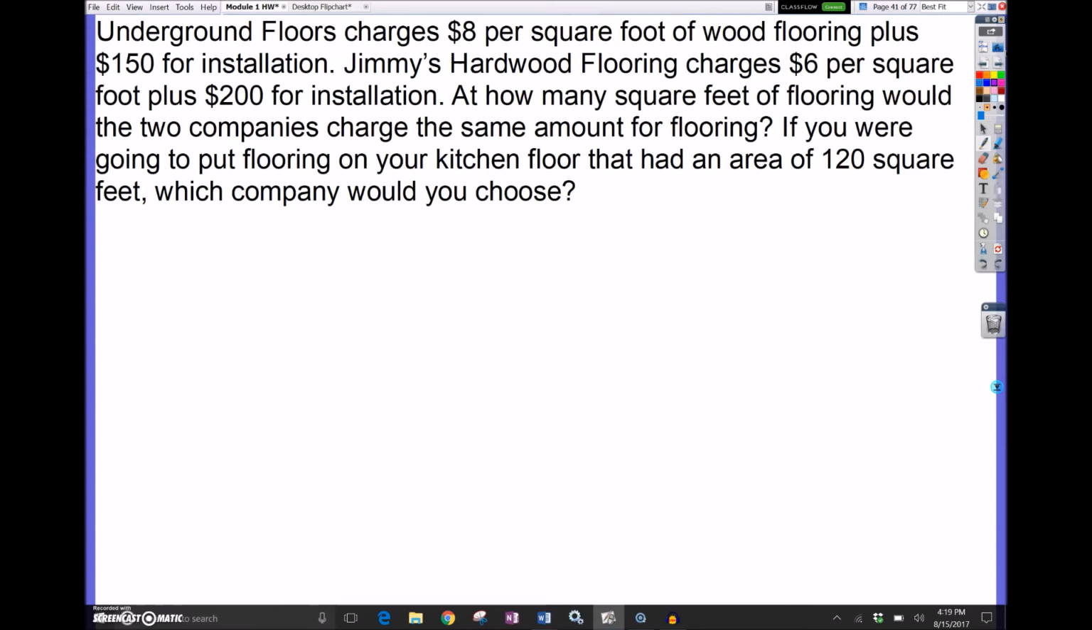It says Underground Floor charges $8 a square foot of wood flooring plus $150 for installation. Jimmy Hayward's Flooring charges $6 per square foot plus $200 for installation. How many square feet of flooring would the two companies charge the same amount for flooring? If you were going to put in a kitchen floor that had 120 square feet, which company would you choose?